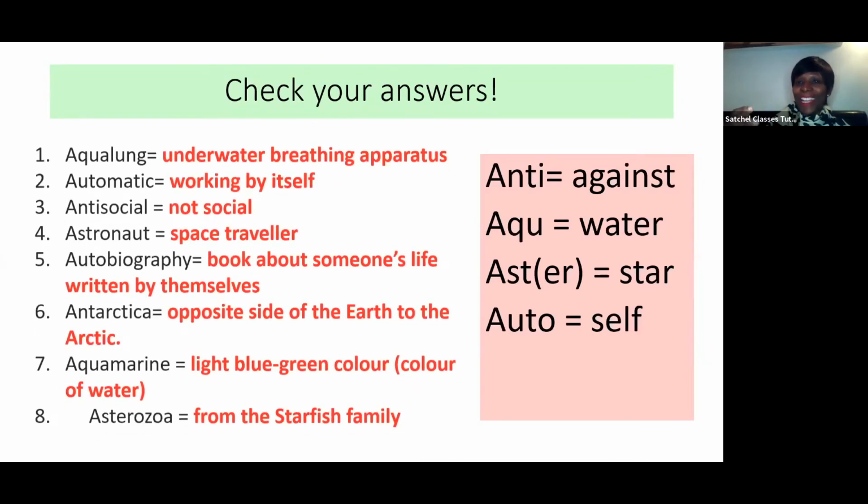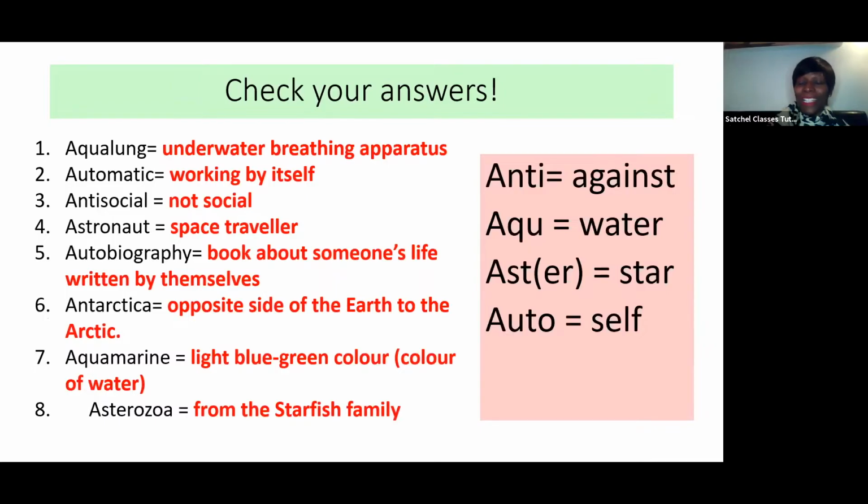Okay, I hope you were able to say that an aqualung is apparatus for breathing underwater. So lung, breathing, aqua, under the water. Automatic, obviously something that works by itself. Antisocial, so it's against other people. It doesn't want to work with socio. It's about society and people.